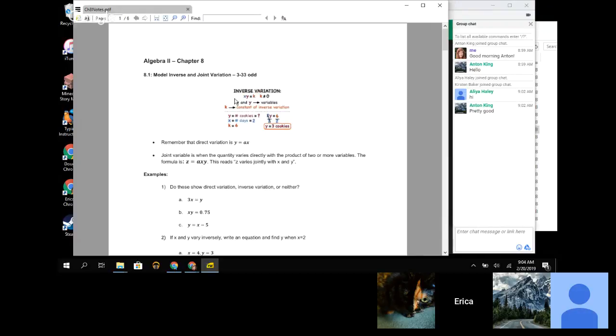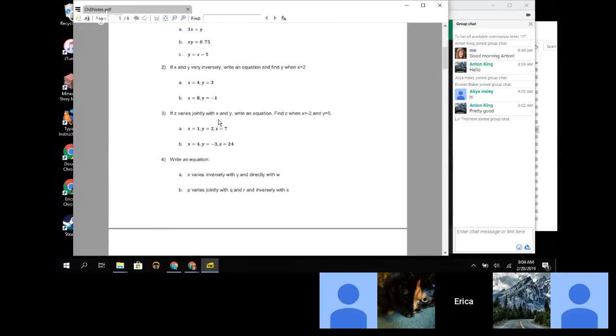So chapter 8, the first section was about inverse variation. So remember, direct variation is when x goes up, y goes up. And in 8.1, we talked about inverse variation. So when x goes up, y goes down. And we actually get a curve that looks kind of like an exponential curve. Hey, Olivia. So we have inverse and joint variation that we talked about.